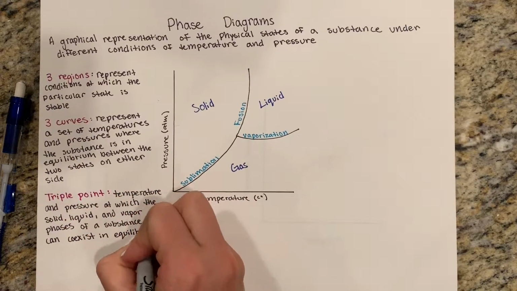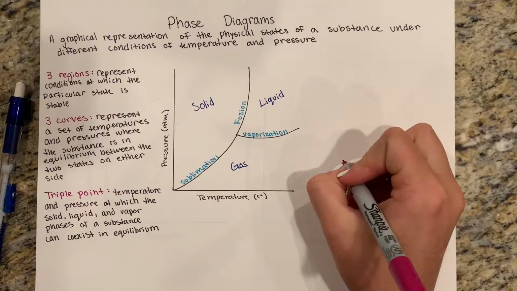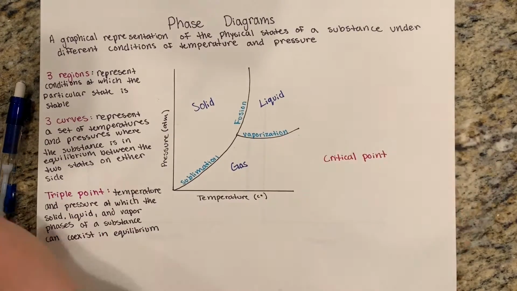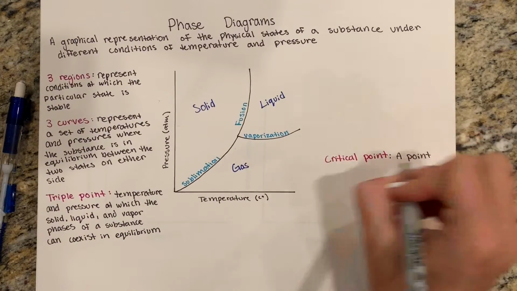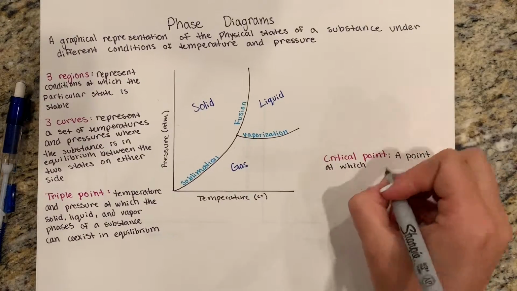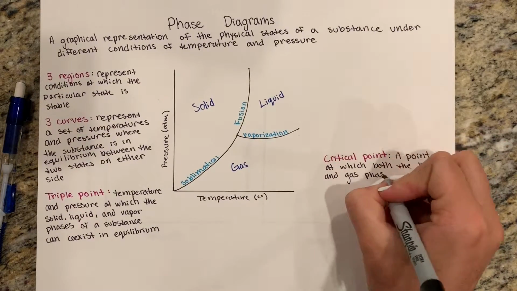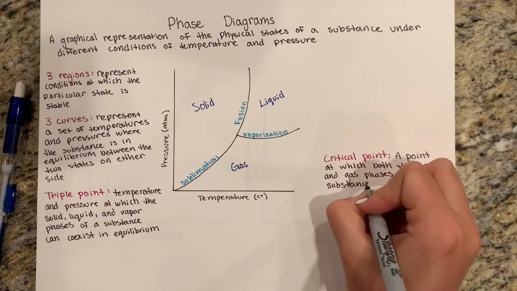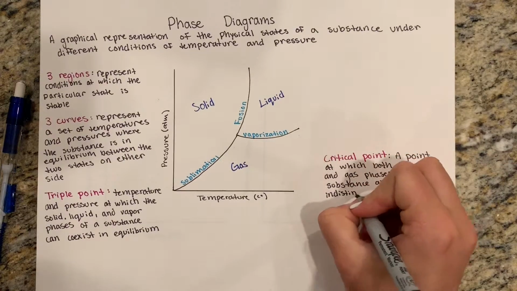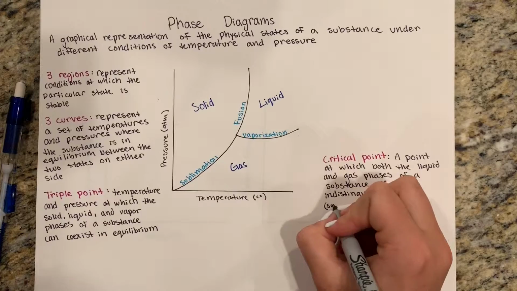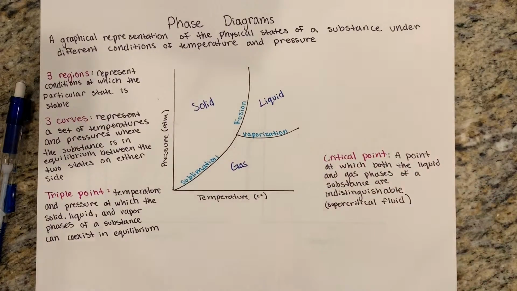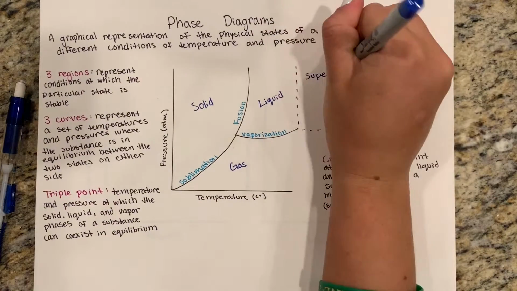Lastly, we have the critical point. The critical point is a point on a phase diagram at which both the liquid and gas phases of a substance have the same density and therefore are indistinguishable. This is also known as the supercritical fluid. I will now show on the graph where these are located.